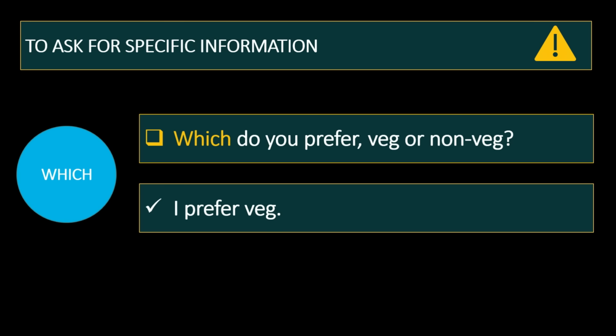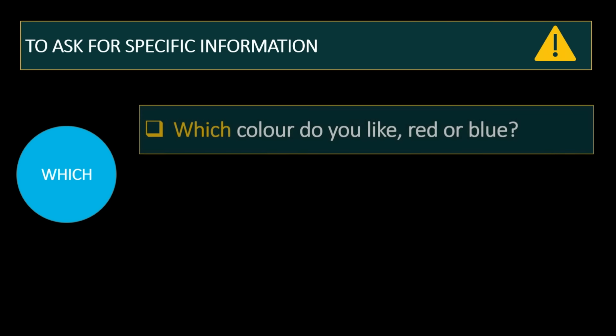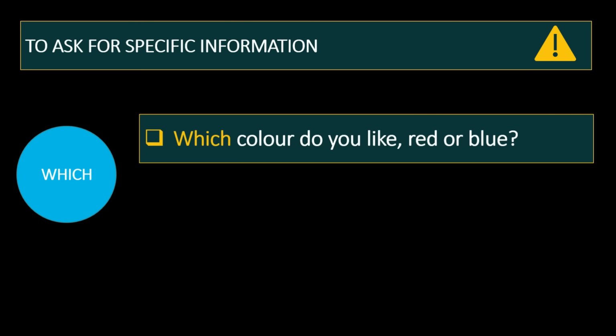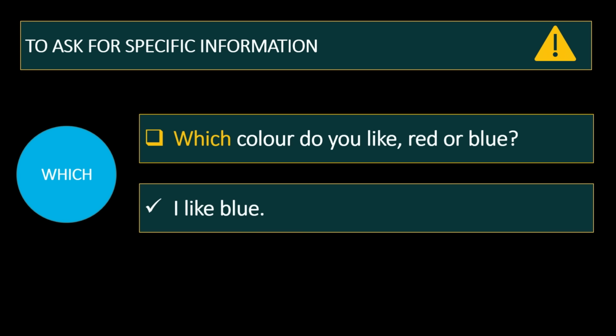And which can also be used with a noun. Let's look at that example too. Which color do you like, red or blue? Which color? Look at this noun coming immediately after which. Which color do you like, red or blue? The answer can be, I like blue or I like red.